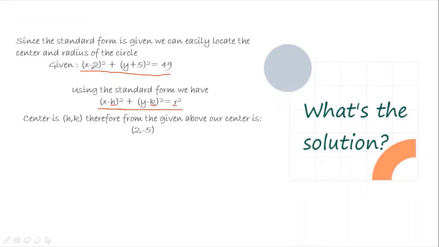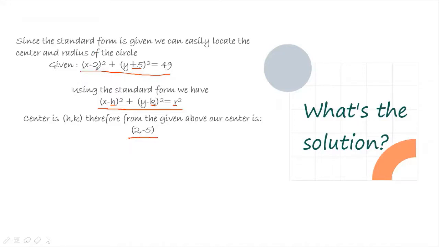Here we have minus 2, so this is positive 2, plus 5. As you can see, we have addition here, so therefore the 5 is negative. So the center is (2, -5). That's easy. We will just locate it in the given equation.